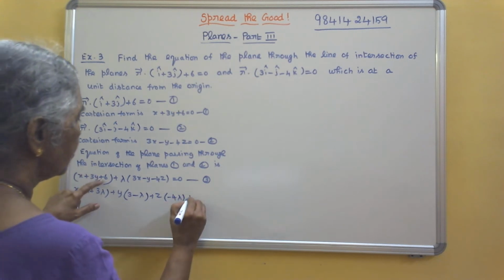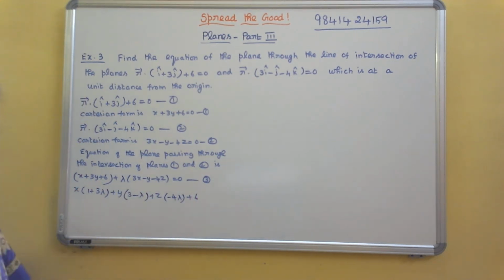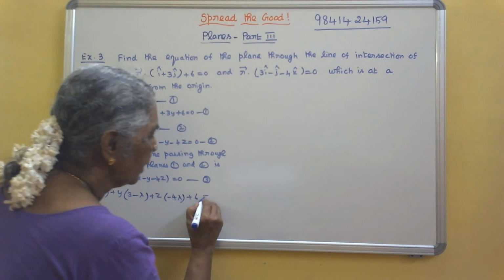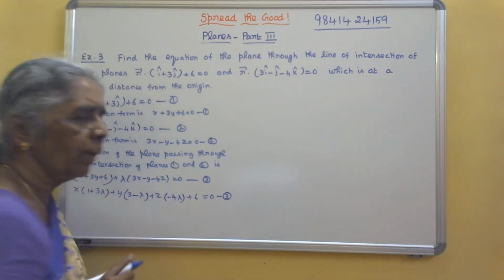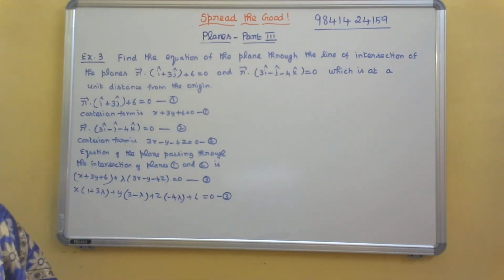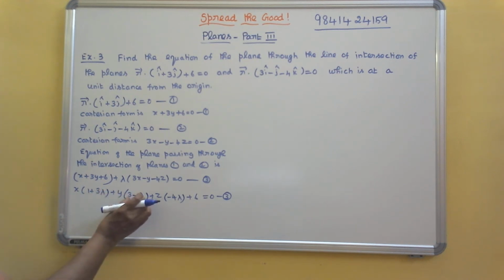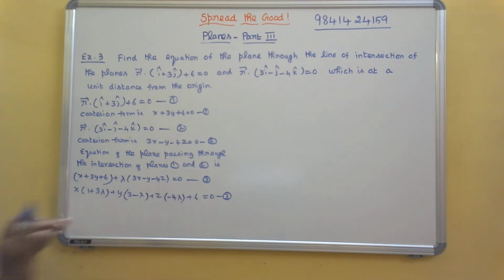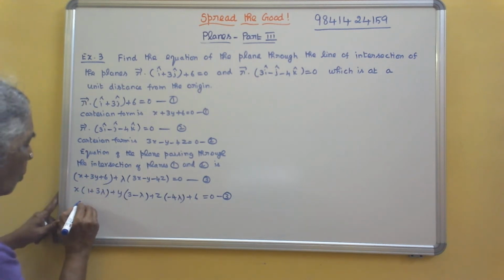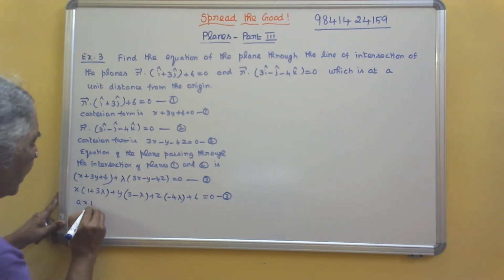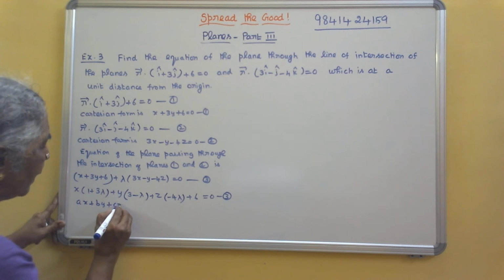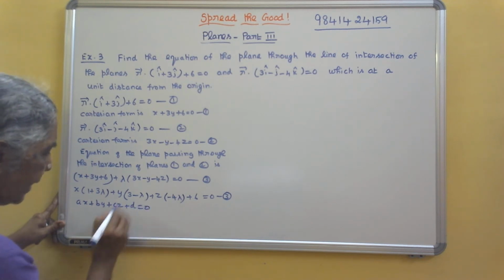Coming to the constants, you have a 6 here, and here you don't have a constant, so it is equal to 0. This is your equation 3. Is it clear? So now x into, that is, this is A, this is B, this is C, that is D. Let me write it now. I will compare it with ax plus by plus cz plus d is equal to 0.